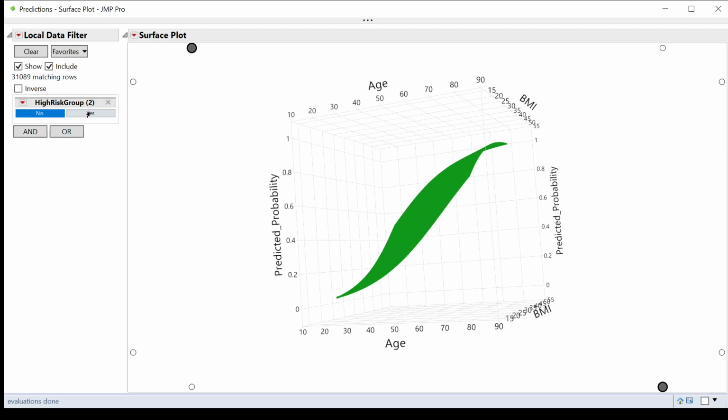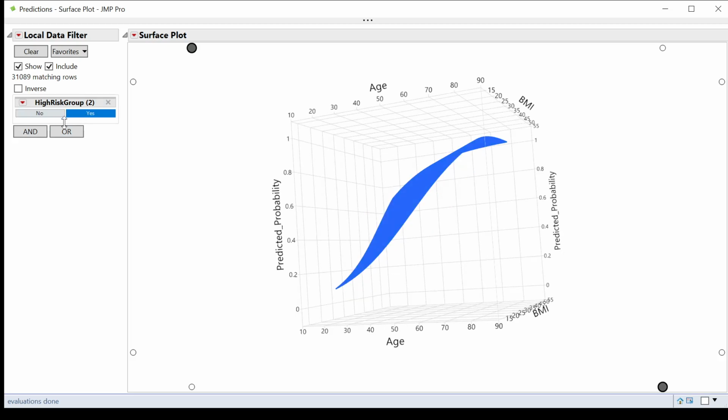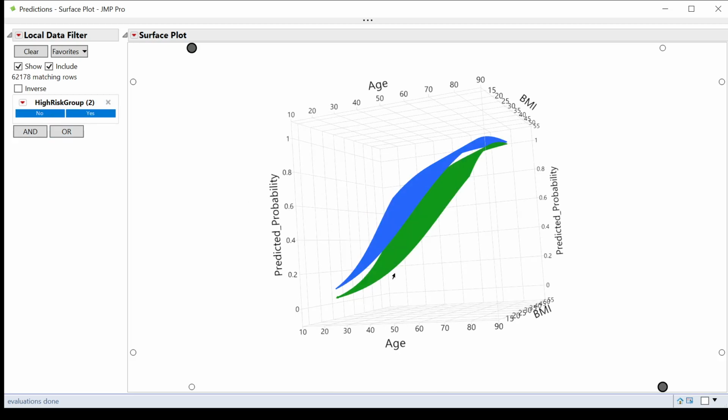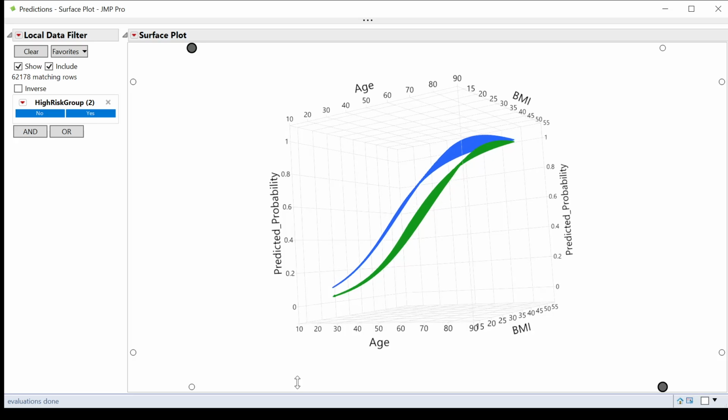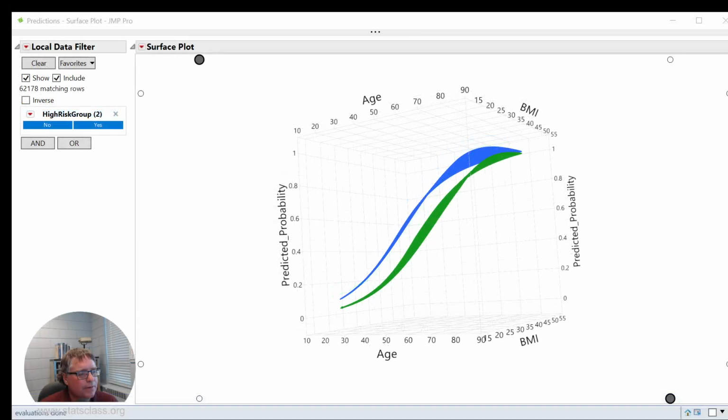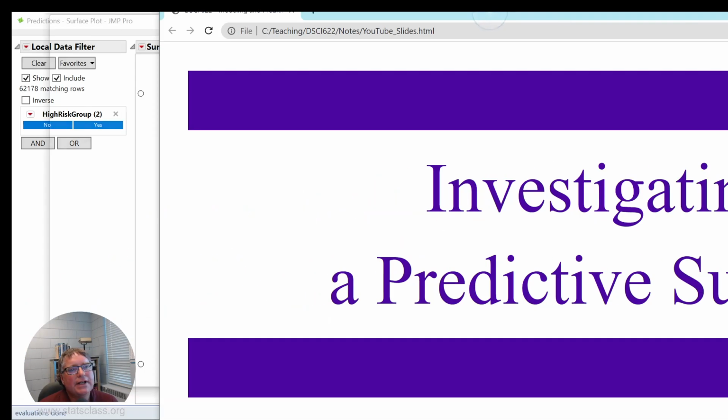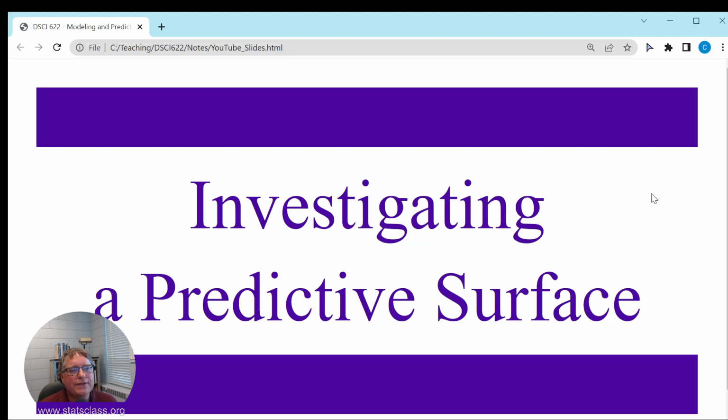If we put both surfaces on together, you can see how much of a gap there is. This jump here between the green and the blue surface is just the effect of being in the high-risk group. So there you have it, an understanding, hopefully, of what we mean by a predictive surface.